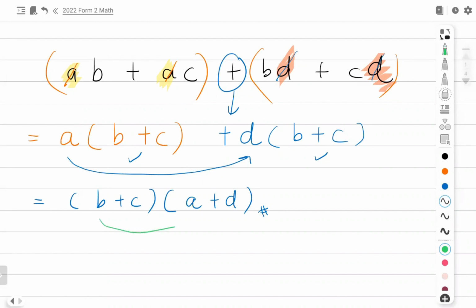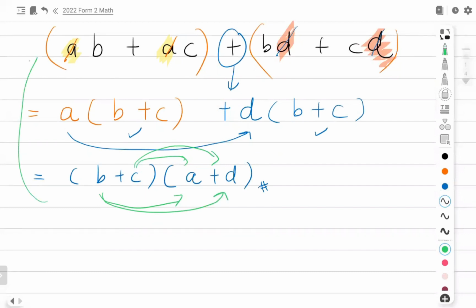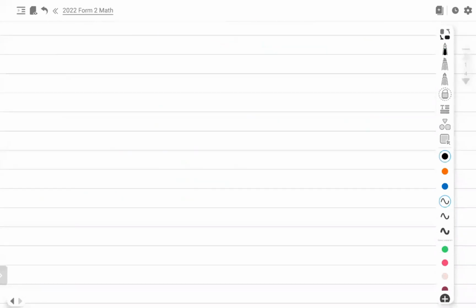So if you expand this, assuming you expand this, you will get back the same answer, like the 4 terms, like the question given. It will be exactly the same. That's what it means by factorization. Okay, so this is one of the examples. Give you one more.